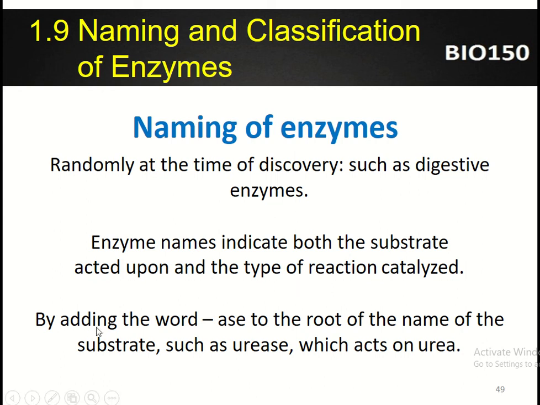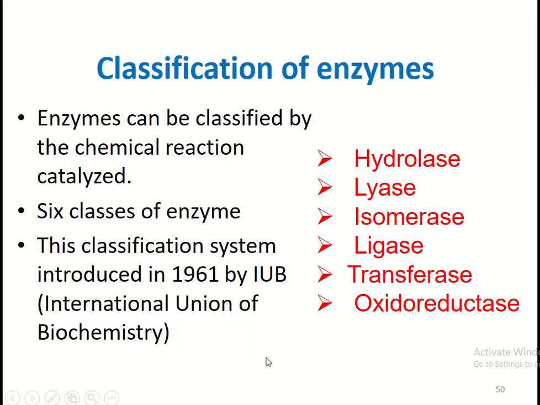Another way is by adding the word ASE at the root of the name of the substrate, such as urease. So urease is the enzyme for the substrate urea. Okay, the substrate is urea, the enzyme is called urease. And enzymes can be classified based on the chemical reaction that they catalyze. There are 6 classes of enzyme. We have hydrolase, lyase, isomerase, ligase, transferase, and oxidoreductase.